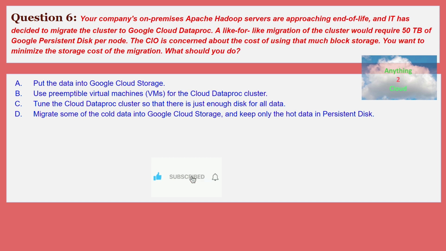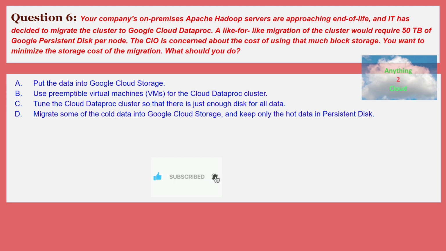What should you do? The options are, first one is put the data into Google Cloud Storage. Second option is use preemptible virtual machines for the Cloud Dataproc cluster. Third option is tune the Cloud Dataproc cluster so that there is just enough disk for all the data. The fourth option is migrate some of the cold data into Google Cloud Storage and keep only the hot data in persistent disk.